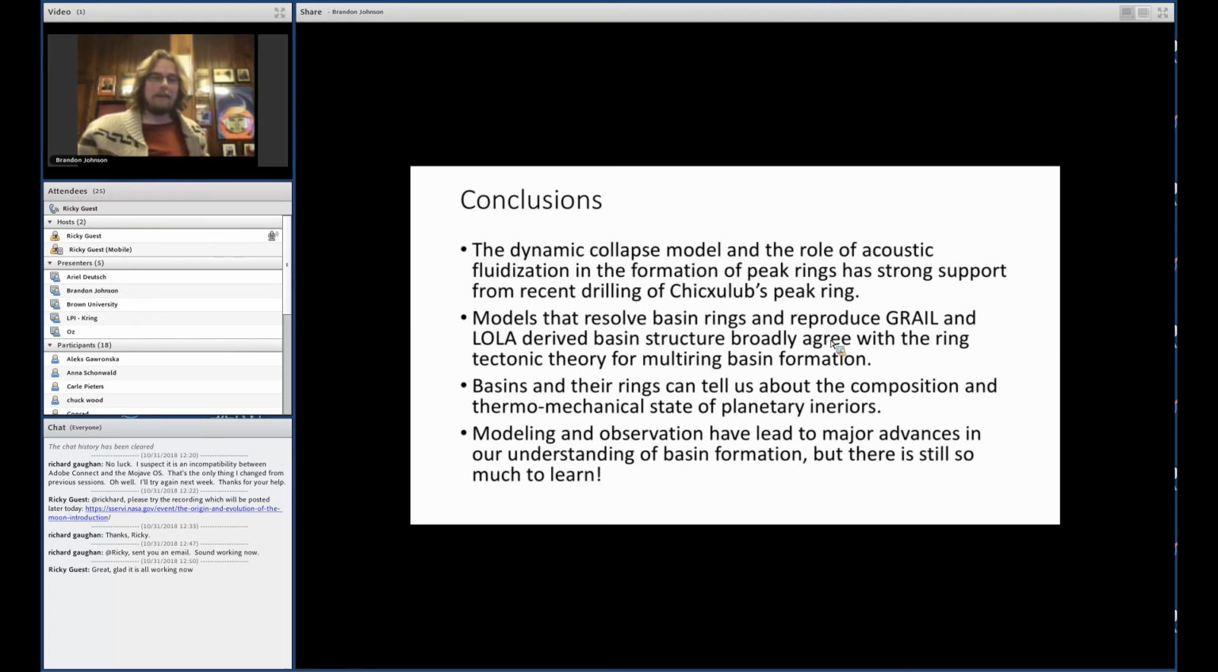And then the last: modeling and observations have led to some major advances in our understanding of basin formation, but there's still a lot to do. There's still a lot we can learn.